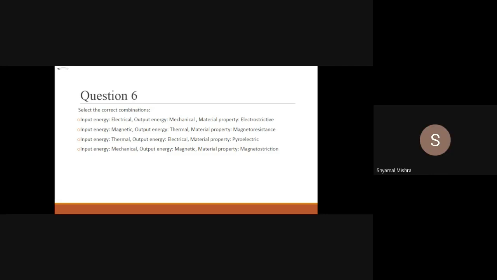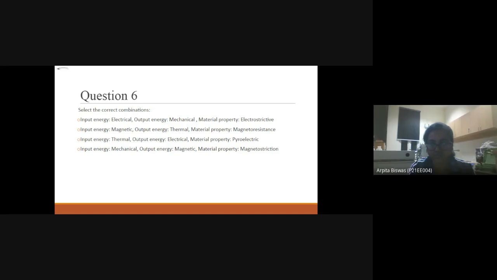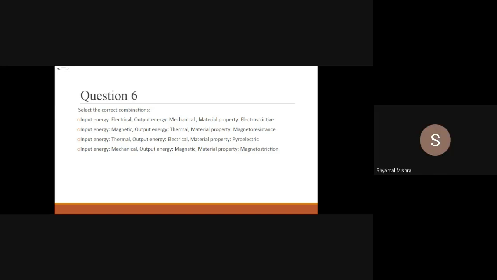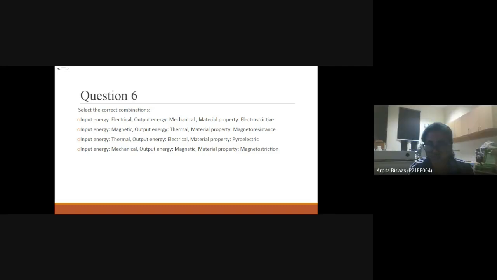The third one is the right. Yes, ma'am, the third one is right. Okay, confirmed, the third one is right. And here multiple options are right. So is any other option right here? Go through the question carefully at first.